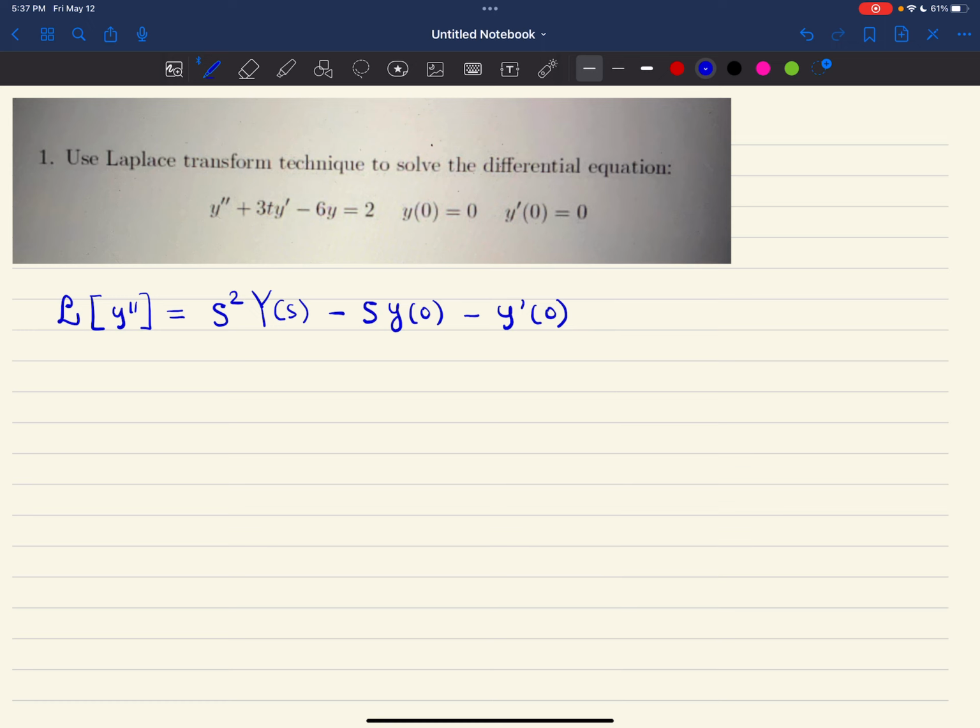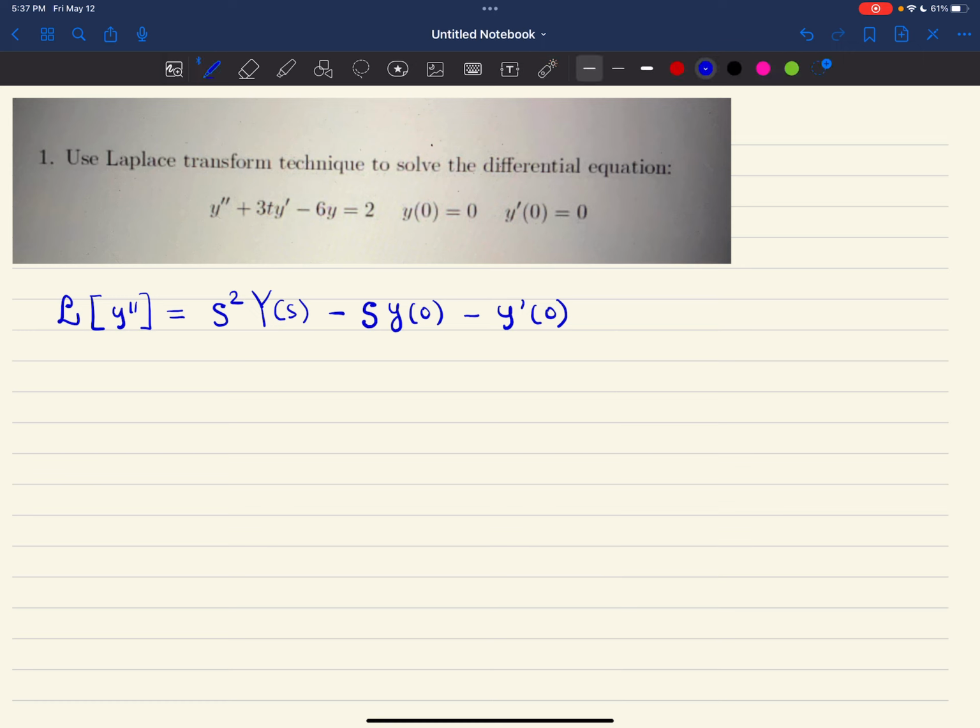Okay, let me write this nicely. All right, so check out what just happened. We went from s square big Y of s to s y of 0, and then y prime of 0, right? So yeah, that's pretty much it.